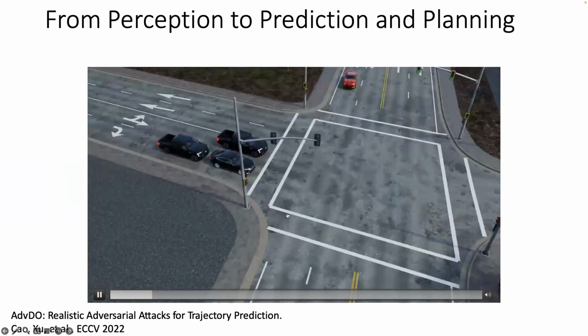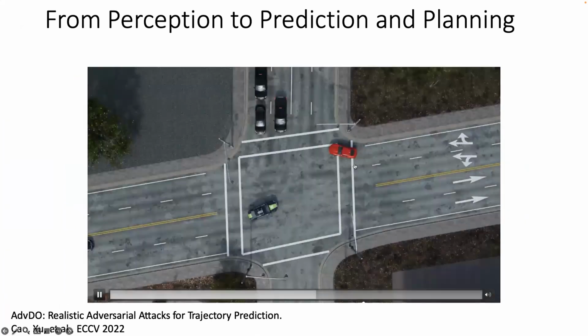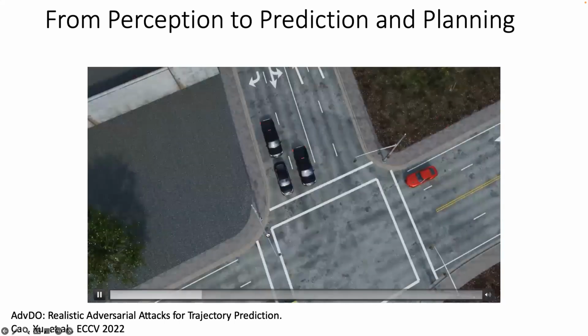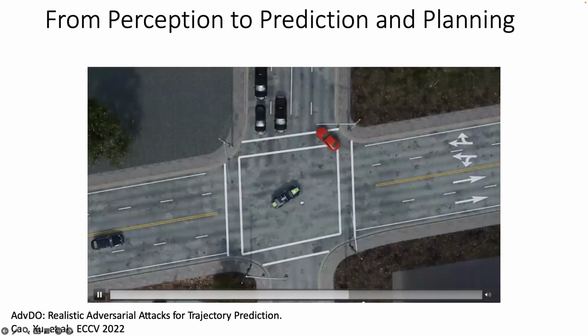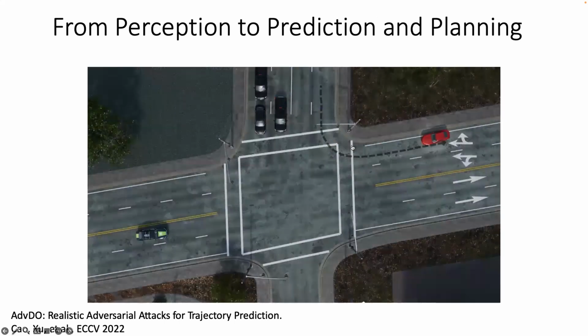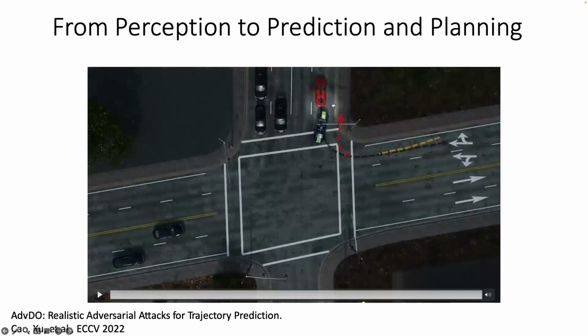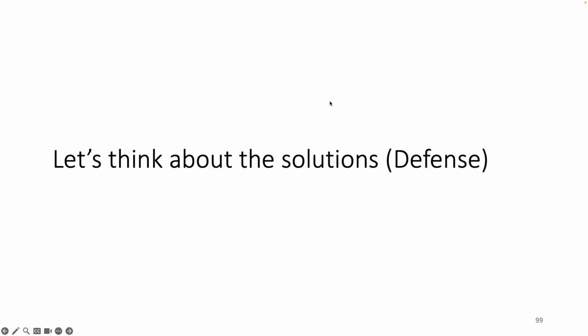For example, the car originally, the prediction and planning works well, so it can run smoothly. So what we are doing is we generate an adversary, the car moving a little bit different, and then it will mislead the ego vehicle, so it will introduce a crash.